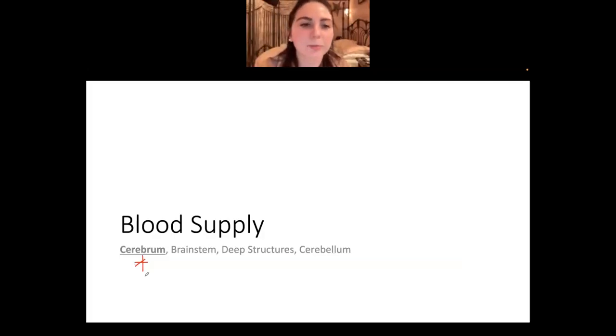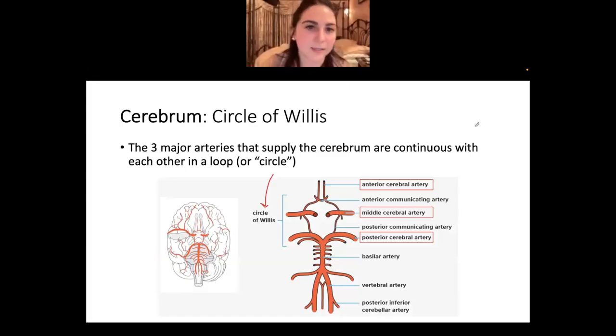But for the cerebrum, when I'm talking about blood supply to the cerebrum, I'm talking about those strokes, like a cerebral stroke. If you hear someone had a stroke, usually they're talking about one of three arteries that gets lesioned. And like I said, there are three main arteries that you should know. Blood supply to the cerebrum is through what's known as the circle of Willis.